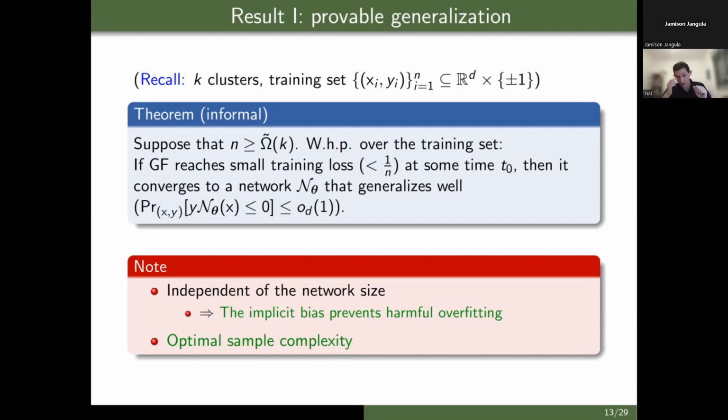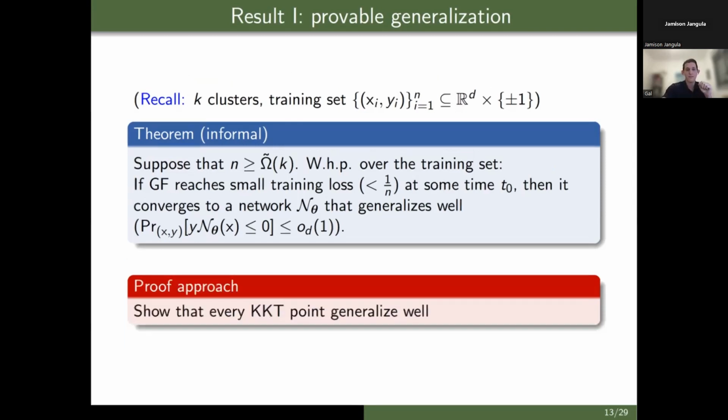So here in this result, we see that the implicit bias provably leads to good generalization. It provably prevents harmful overfitting. And it does so with an optimal sample complexity. So this is the result about generalization.